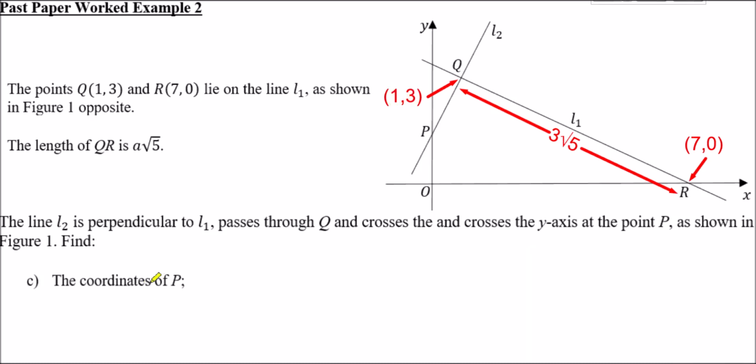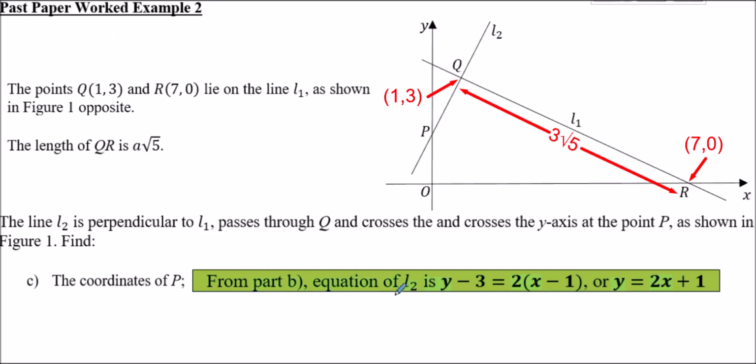Part C, we need to work out the coordinates of P. So using what we had from before, from part B, we need to just remind ourselves of the equation of line L2. I'm more of a y = mx + c person, always have been, probably because I've just taught it from an earlier age, and I'm biased. So the coordinates of P, we know that at P, x is 0, so we can just sub in x equals 0 and generate the y-intercept. It's as simple as that.